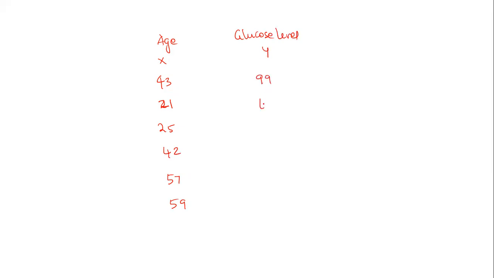The practice problem for solving the Pearson correlation is given as age. Age X is 43, 21, 25, 42, 57, and 59. This is glucose level Y, which is 99, 65, 79, 75, 87, and 81. So calculate the Pearson correlation.